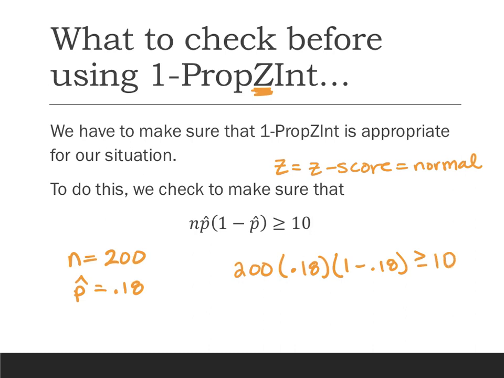And this is just a quick check. Once I type it in my calculator, 200 times 0.18 times 0.82, or you can even just type in times 1 minus 0.18, I'm going to get 29.52, and that is in fact greater than or equal to 10. So I need to check that.